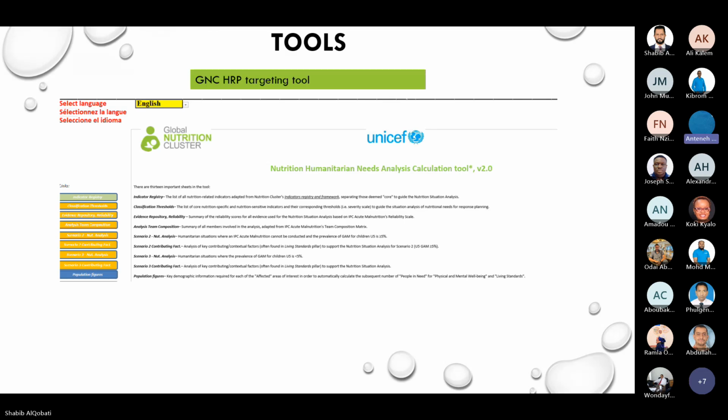In terms of tools, from the GNC, as you know, we use the Global Nutrition Cluster HNO Pain and Severity Analysis tool. In the tool, we have a section for HRP targeting, and Shabi will be showing us how to do the calculation for targeting. We will not be using any other tool. We will be using the HNO tool, but there is a dedicated sheet for estimating the target for your HRP. So we'll be taking you through the tool and demonstrating how you can use it to estimate the HRP target. Next.